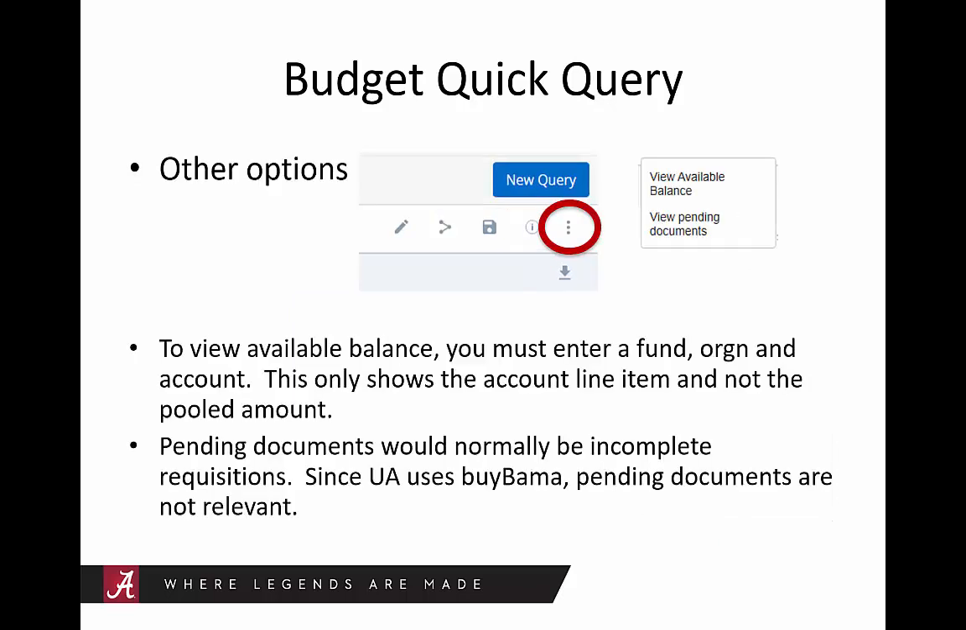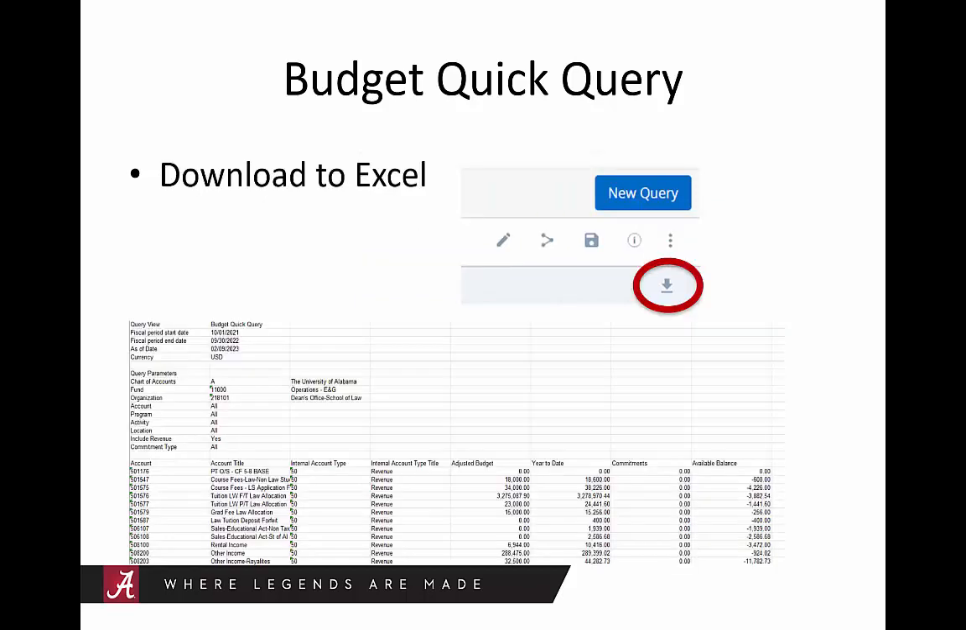The ellipsis icon gives you two options: View Available Balance and View Pending Documents. To view available balance, you must first enter a fund, org, and account on the query. This only shows the account line item and not the pooled amount. Pending documents would normally be incomplete requisitions, but since UA uses BABAMA, pending documents are not relevant here. The down arrow or download icon allows you to download the query to Excel.